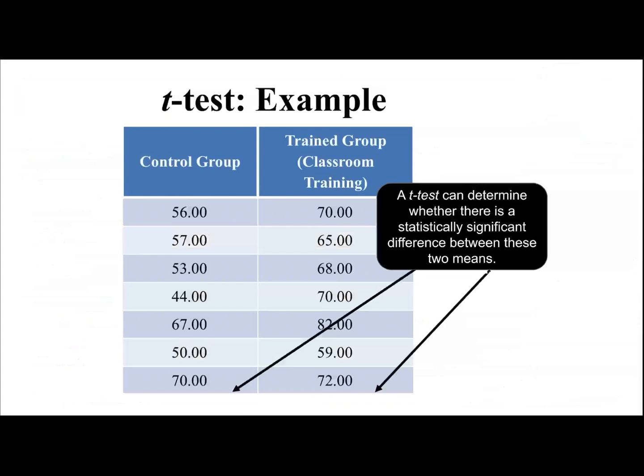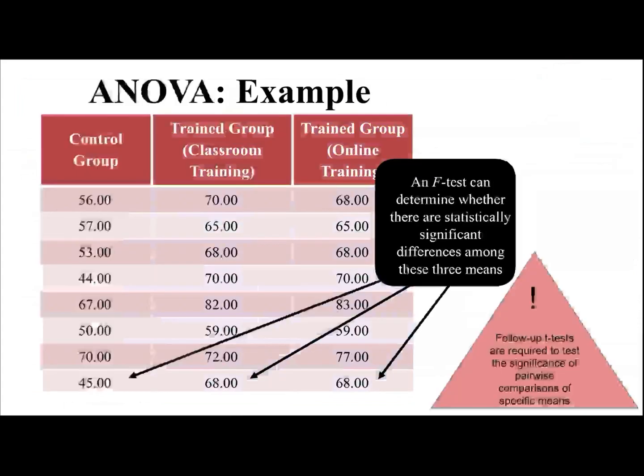It will tell us either, yes, the difference is statistically significant, meaning that the classroom training had an effect, or no, there's no significant difference, meaning the classroom training did not have an effect.